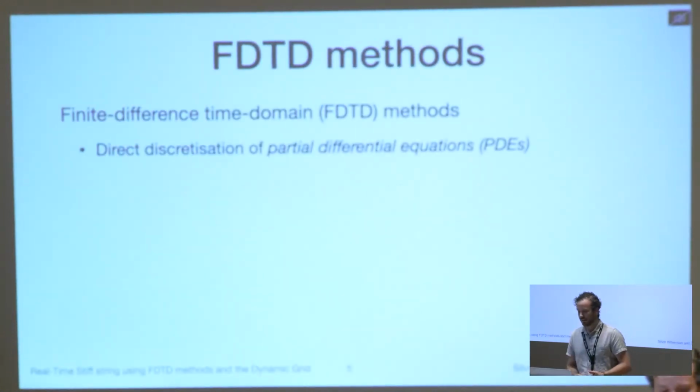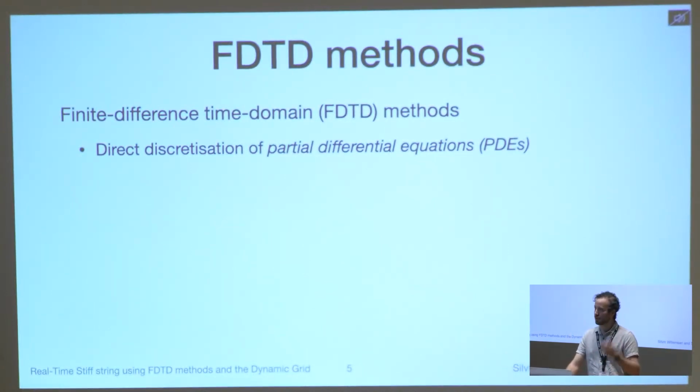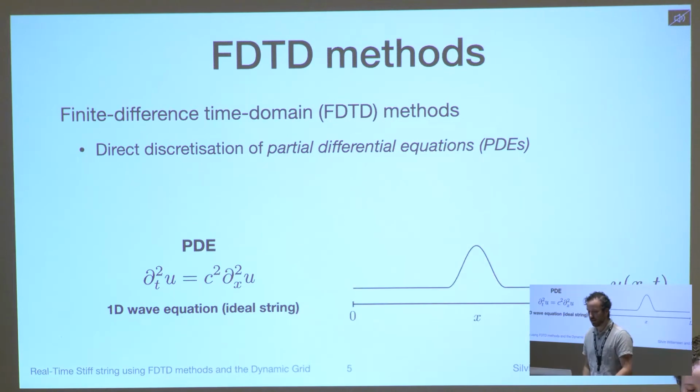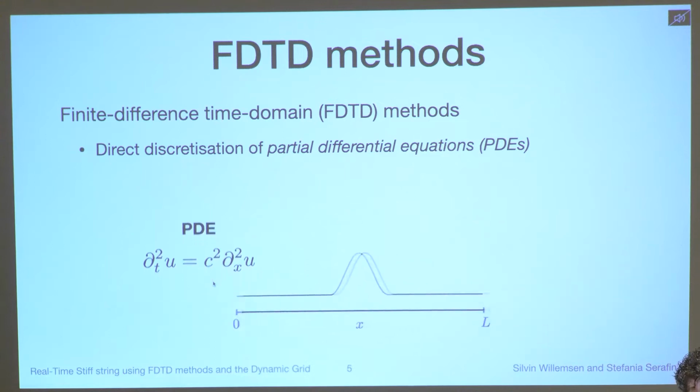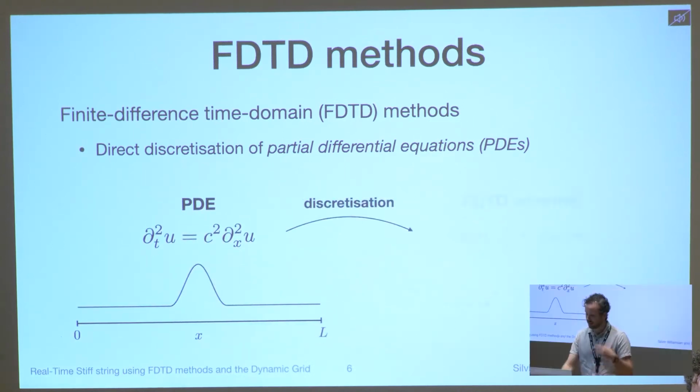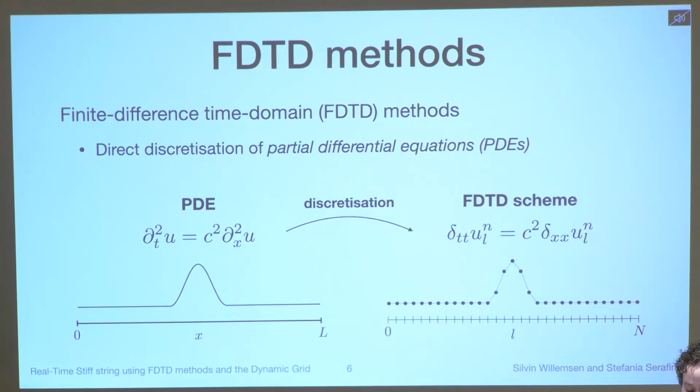So what are finite difference time domain methods? These methods discretize partial differential equations directly. So say we have a partial differential equation here, for example, the 1D wave equation, where we have wave speed c, and it describes a state u over space x and time t. And we can then directly discretize this to an FDTD scheme.